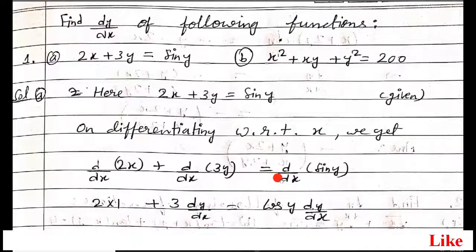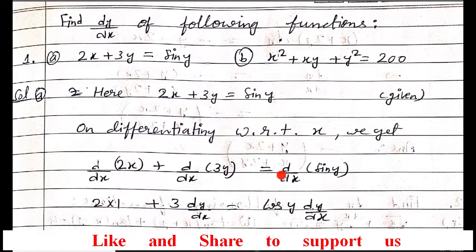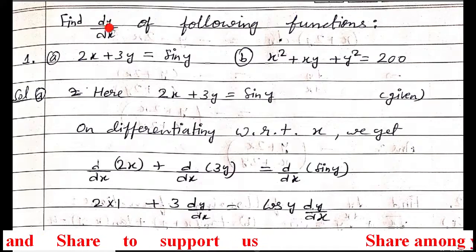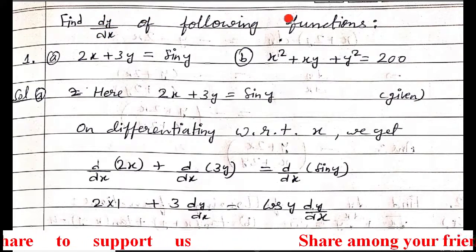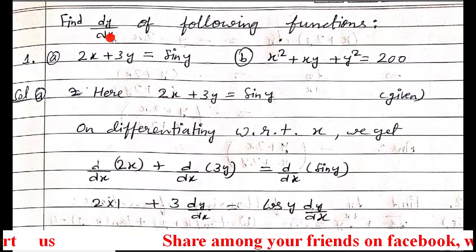Hello everyone, I am going to explain question number first and question number second from exercise 7.3 of class 12. So this exercise is based on differentiation. So we start from the first question. We have to find out dy over dx of the following functions. So dy over dx means differentiation with respect to x.